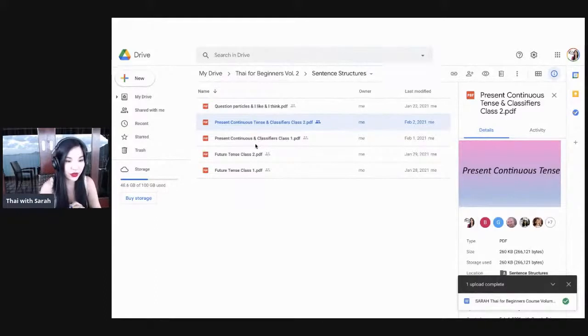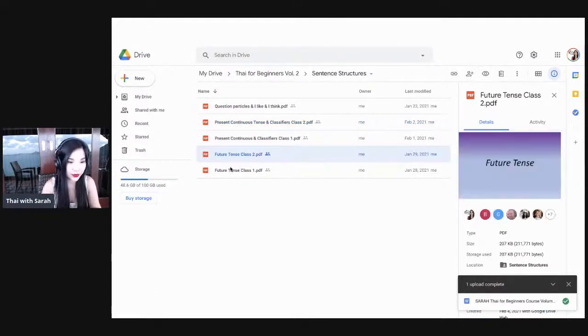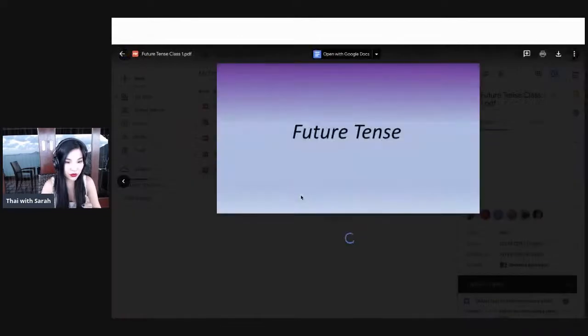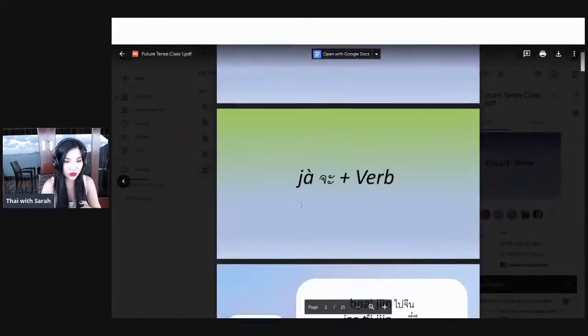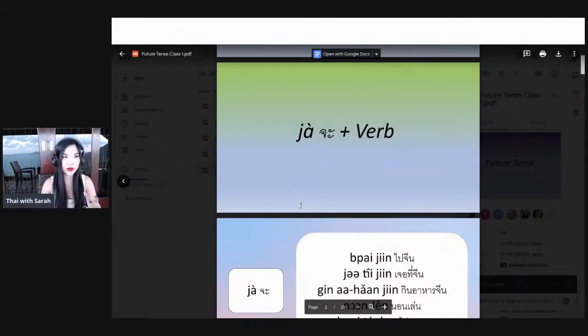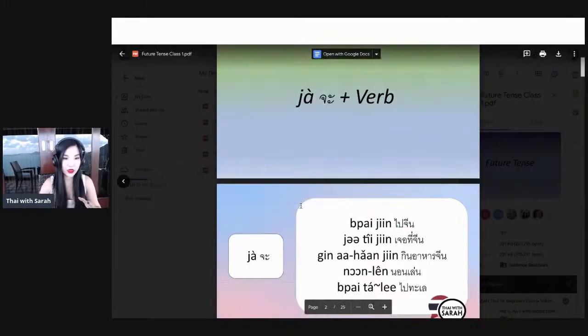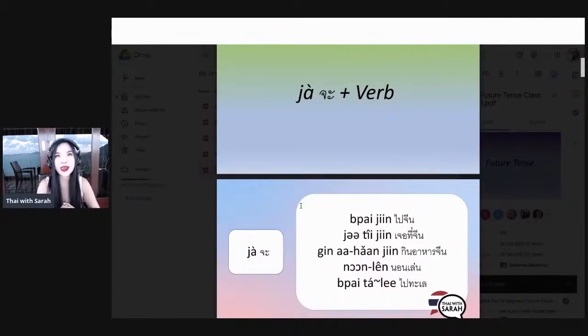All right, let's move on to future tense. I'll teach structure for future tense. I'll be teaching จะ and then verb. จะ is "will" plus verb. But จะ in Thai, in some sentences, is not really equivalent to "will". When you add จะ, it's more like "to be going to" as well.